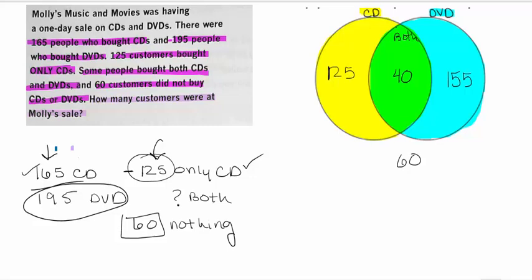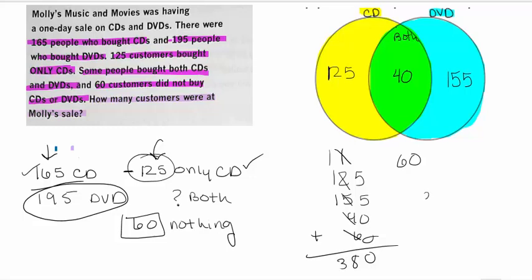All right, so now to figure out how many people were at the sale altogether, we're going to add 125, 155, 40, and 60. So let me add all these up. 10, 15, 16, 17, 18. So 380. So there were 380 people or 380 customers that went to the sale.